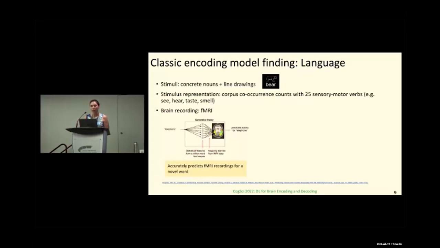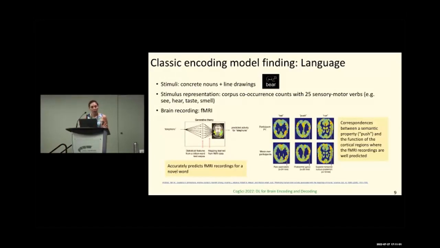So we can, let's say, choose telephone, which is not presented to the model during training. We can apply the learned weights and predict what we think the fMRI recordings would be, given that we presented telephone to the subject. What these authors showed was that they can accurately predict the fMRI recordings for a novel word that was not presented during the training of this model of the weights.